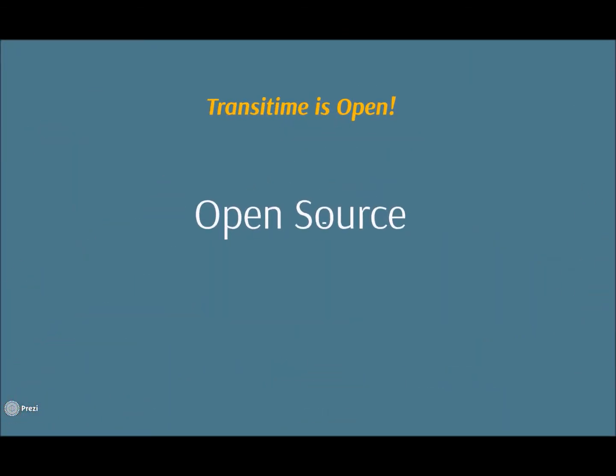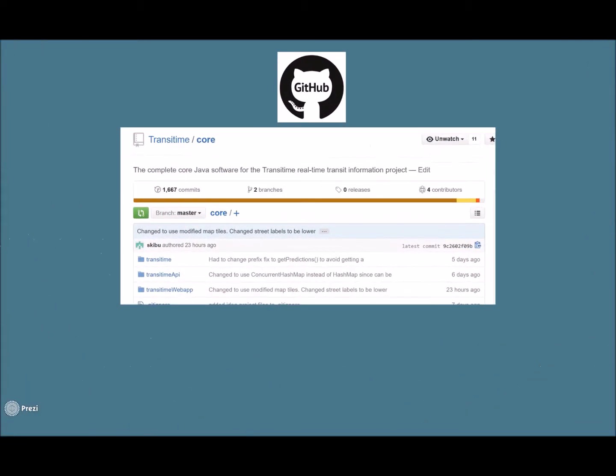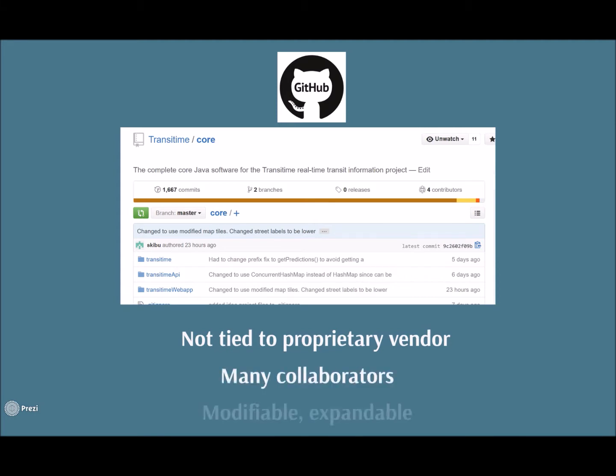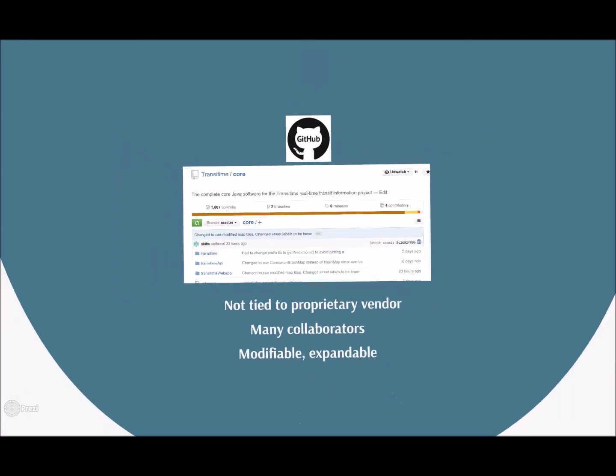It's a fully open system. It's open source, which means that all of the source code is available on GitHub for you to use and to see. It's not tied to a proprietary vendor. Instead, there's many collaborators and it is modifiable and expandable.